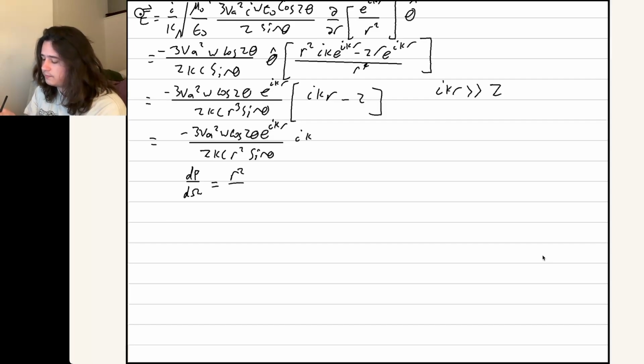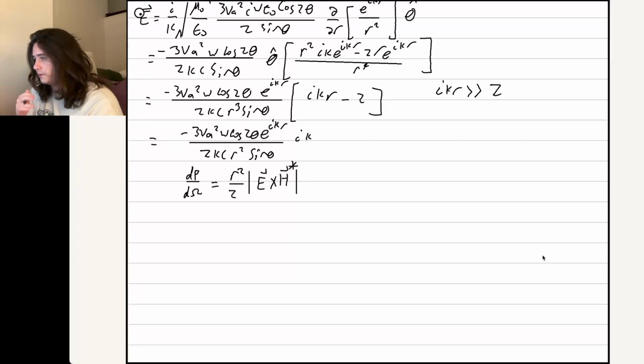which in Jackson is given by r squared over 2 times the magnitude of the Poynting vector. And we'll actually have to take the complex conjugate of our magnetic field for this to work. So remember, we had a minus sign on the i in H, and then we had a minus sign on the i in E, as we just saw. So you end up with an overall minus sign when we look at the cross product of the two.